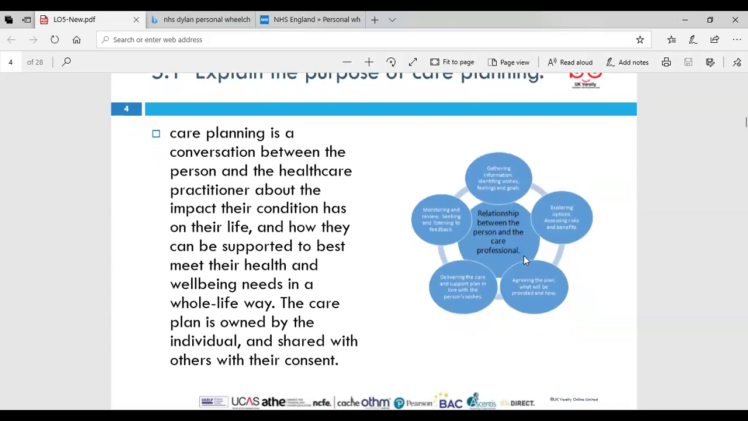So the relationship between the person and the care professional should have different components. It's gathering information, identifying wishes, feelings, and goals, exploring different options for care needs, assessing the risks and the benefits that are there, also agreeing the plan, what will be provided and how it will be provided, and delivering the care and support plan in line with the person's wishes, and monitoring and reviewing. So you're not just giving the care as it's required, you're then monitoring and reviewing also.